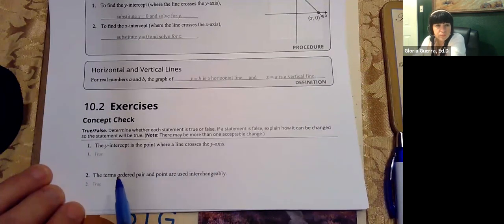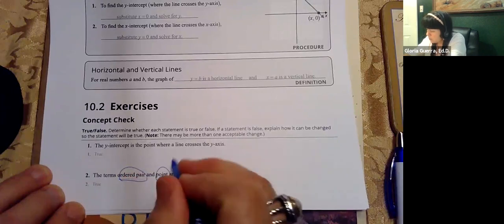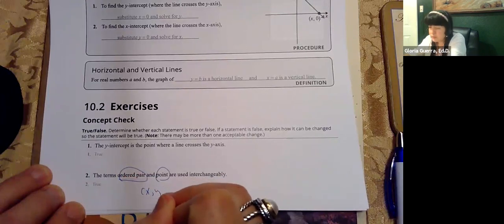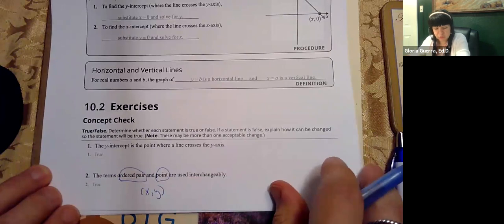The y-intercept is the point where the line crosses the y-axis. That's true. The terms ordered pair and point are used interchangeably, and that's true. So they're all referring to some ordered pair, some x, y. Okay, so that's considered true.